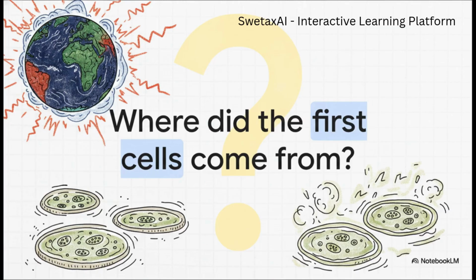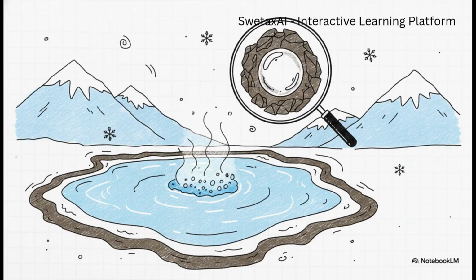Which brings up a really fascinating question. In an environment absolutely blasting with extreme heat and nasty radiation, how on earth did fragile, early biological stuff even survive long enough to form a functioning cell? Well, here's where it gets incredibly cool.